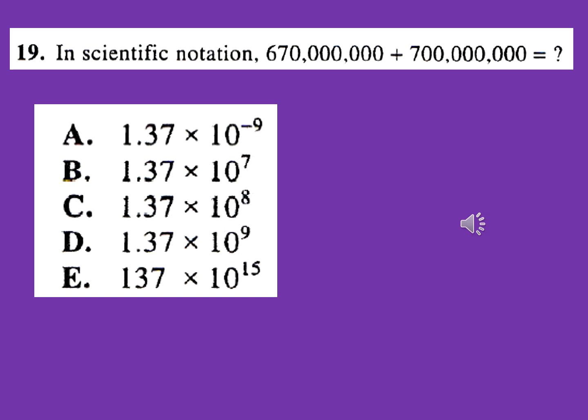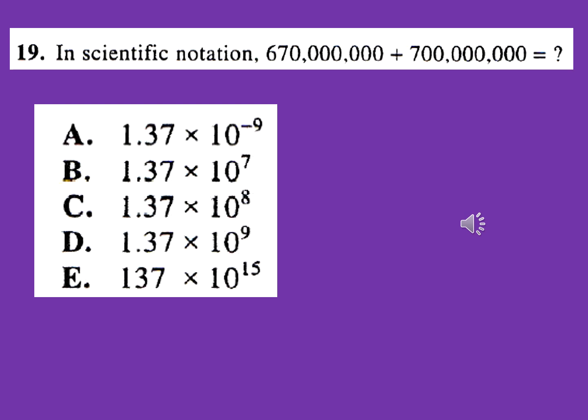Question 19 deals with scientific notation, and it says, in scientific notation, 670 million plus 700 million equals what? And we have 1.37 times 10 to the negative 9th, 1.37 times 10 to the 7th, 1.37 times 10 to the 8th, 1.37 times 10 to the 9th, and finally 137 times 10 to the 15th.